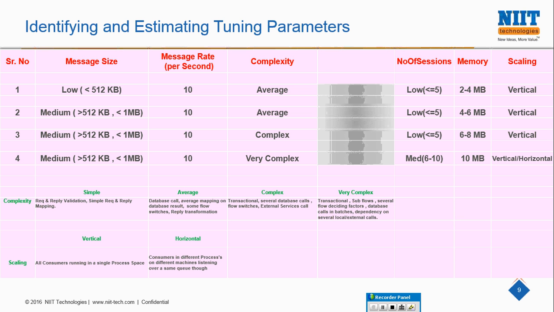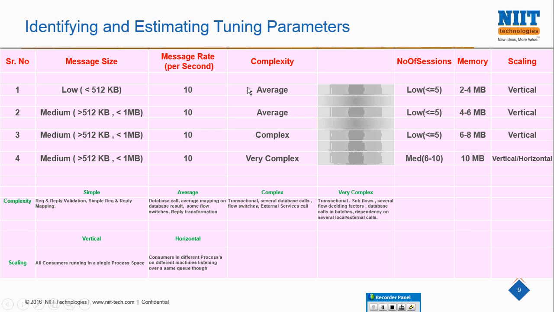So here you can see that the message rate remains the same, at the rate of 10, but the message size varies, the complexity varies, and accordingly you vary the number of sessions and the memory. And then you have the complexity definition: what is simple, what is average, what is complex, what is very complex, and then you have the definition of vertical and horizontal scaling.